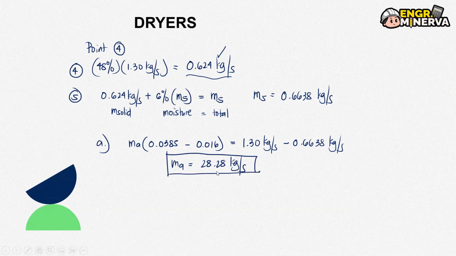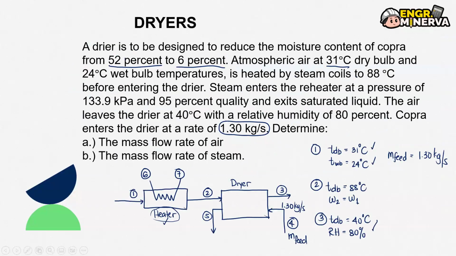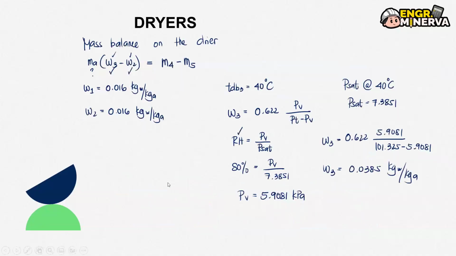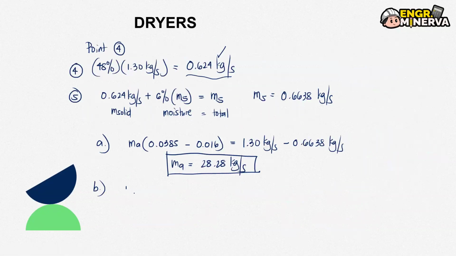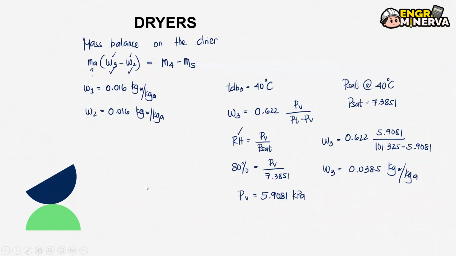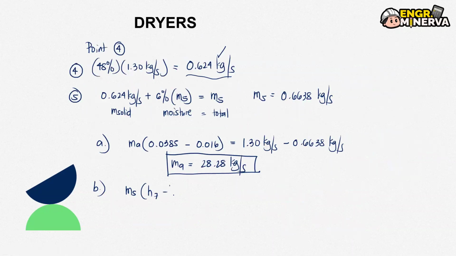Okay, next, how about for B? The required for B is the mass flow rate of steam. So we'll just use energy balance here. The mass flow rate of steam, so it's just like the mass of steam times H7 minus H6 would be equal to the mass of air that we got times H2 minus H1.